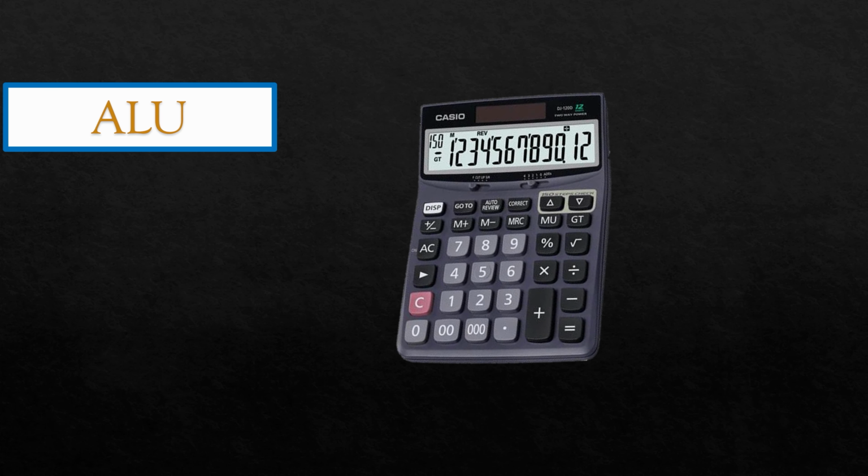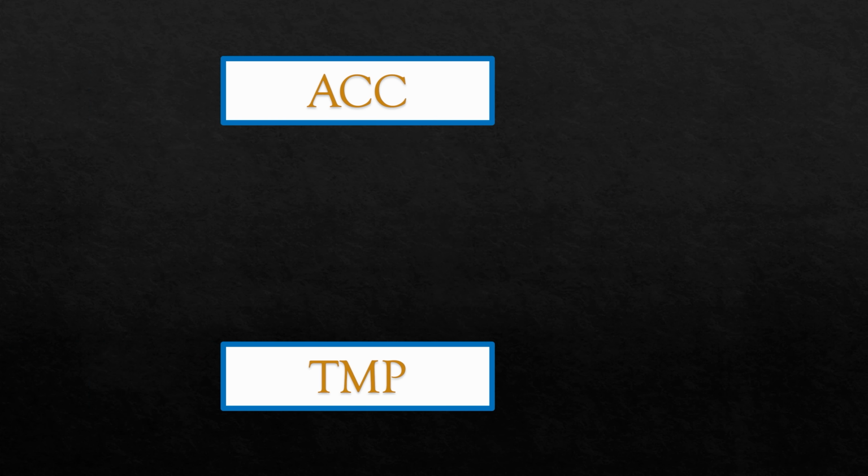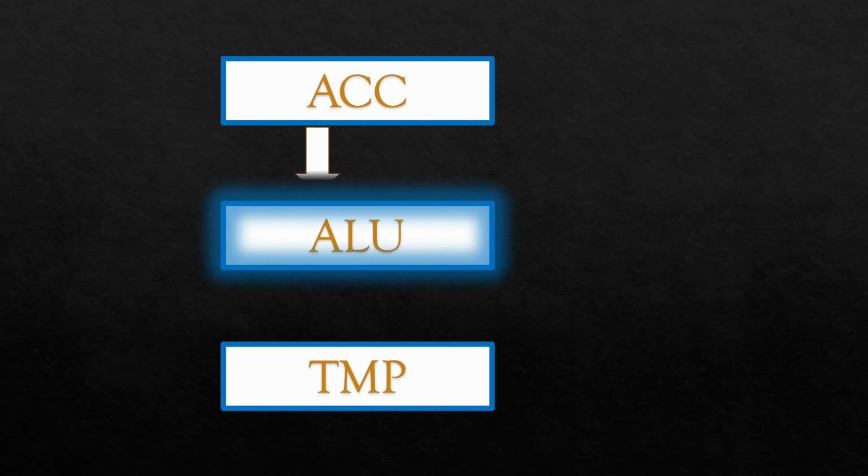Arithmetic logic unit is just like a calculator. All of the mathematical calculations occur here. The data from the accumulator and the temp register goes to the ALU, then the required operation is performed and the result is stored back in the accumulator.